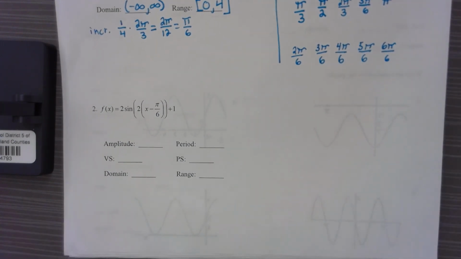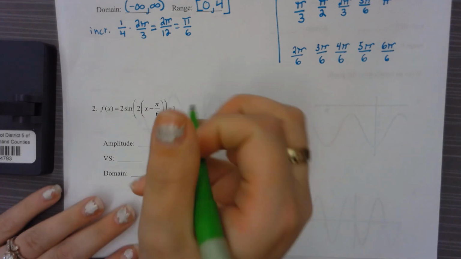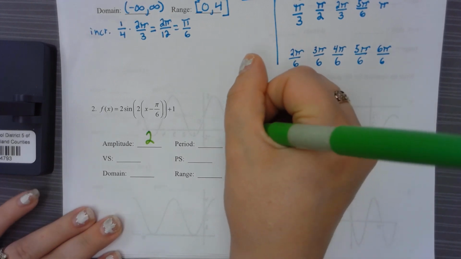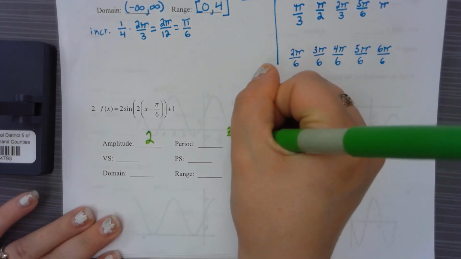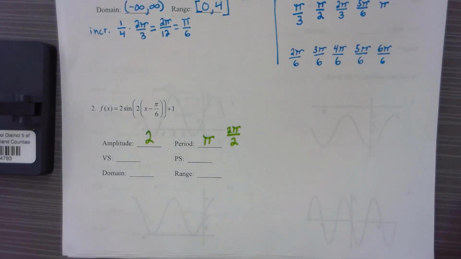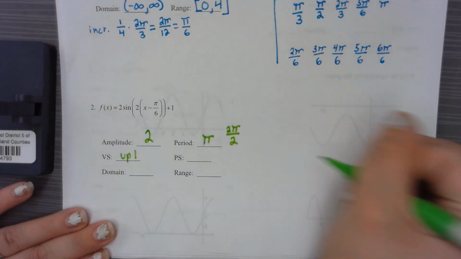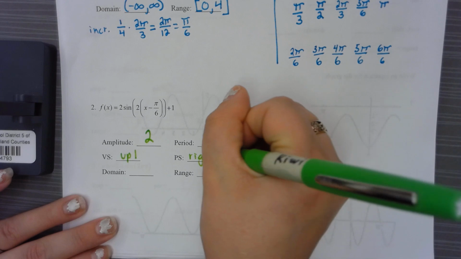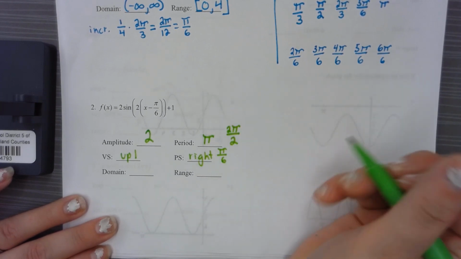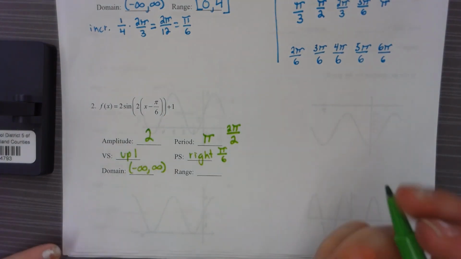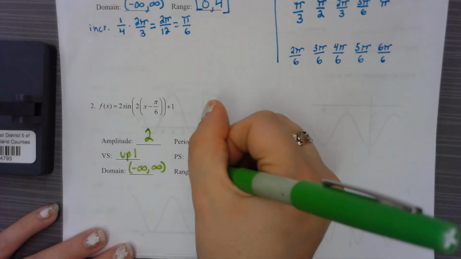Okay, so for the next one, what is my amplitude? 2. So to find the period, I would do what? 2. So it's pi. The vertical shift is up 1. And the phase shift is right pi over 6. Domain is still going to be negative infinity to infinity. And what's range going to be? Negative 1 to 3.